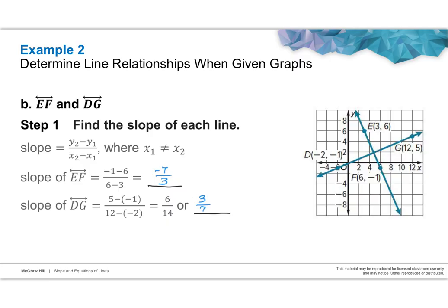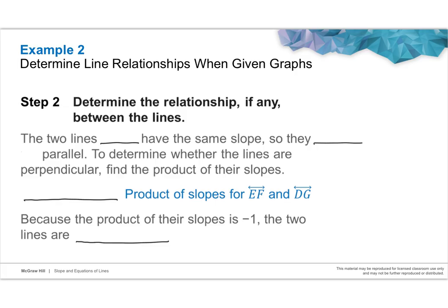So now we need to determine the relationship. So first we ask if they have the same slope. The two lines do not have the same slope, and so they are not parallel. We've ruled that out. But to determine whether the lines are perpendicular, we need to find the product of their slopes. If I take the first slope, -7/3, and I multiply it by that 3/7, we can see that opposite reciprocal relationship, and the product is -1. So because that product is -1, the lines are perpendicular.